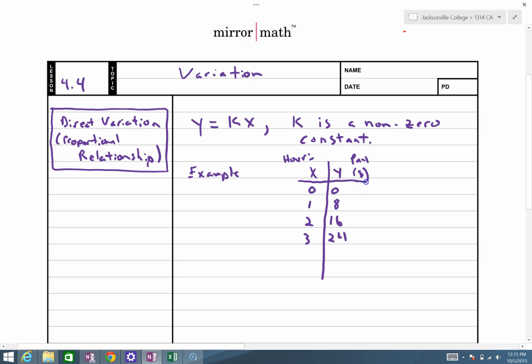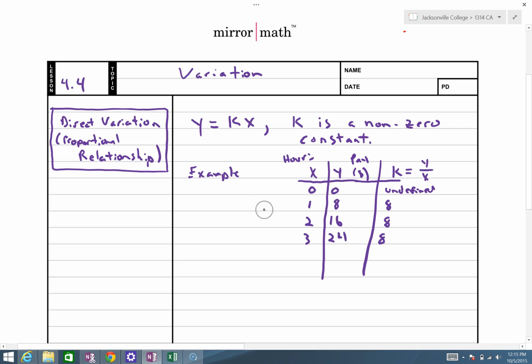All right. This k is what gets you from x to y. And in this case, to find k, you would simply divide y by x. K is going to equal y divided by x. So we can't divide 0 by 0, that's undefined. But the rest of these you'll see it's 8. 8 divided by 1 is 8. 16 divided by 2 is 8. 24 divided by 3 is 8.